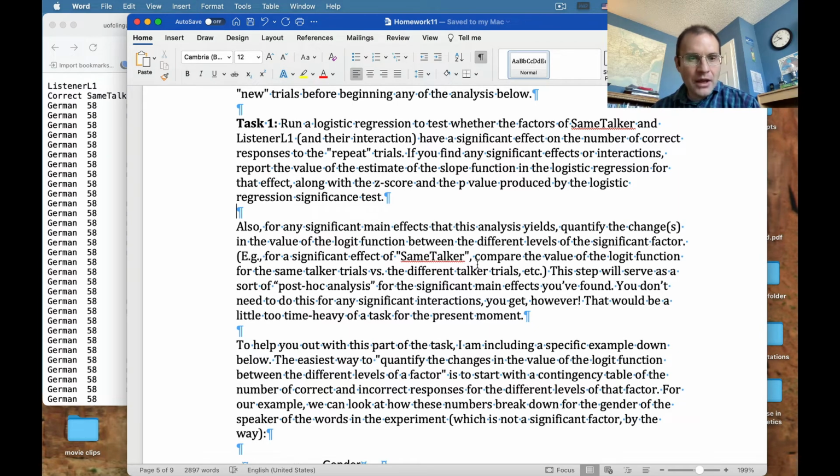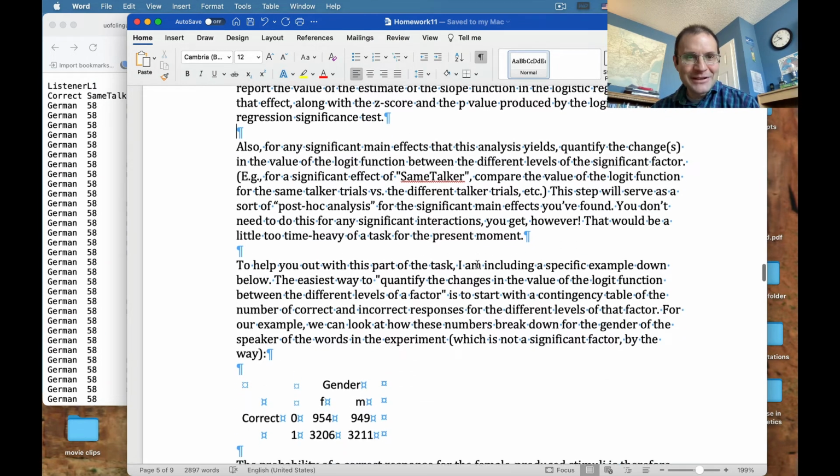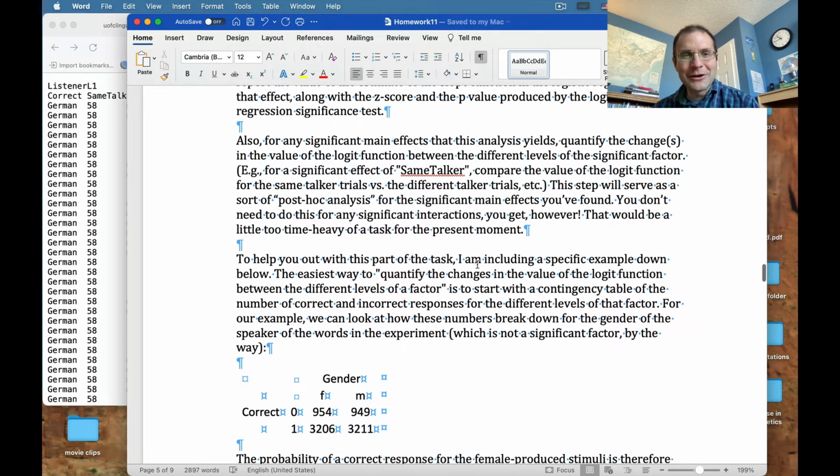Something which is a bit, make this kind of challenging and interesting for you, and also kind of flesh out what the results are telling you, is that for any significant main effects that this analysis yields, quantify the changes in the value of the logit function between the different levels of the significant factor. E.g., for a significant effect of same talker, compare the value of the logit function for the same talker trials versus the different talker trials.